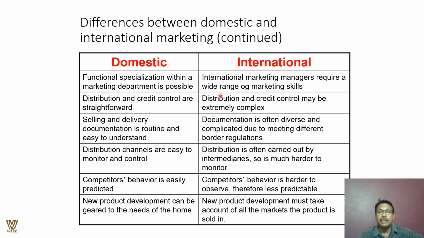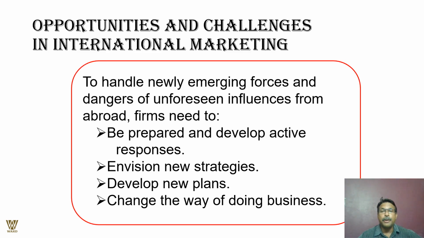International marketing managers require a wide range of marketing skills. Distribution and credit controls may be extremely complex in international marketing. Documentation is often diverse and complicated due to meeting different border regulations. Distribution is often carried out by intermediaries. It is much harder to monitor when intermediaries come in. They bring in complexity and it becomes very difficult to track all the transactions. Competitors' behavior is harder to observe, therefore less predictable. New product development must take into account all the markets in which the product is sold.